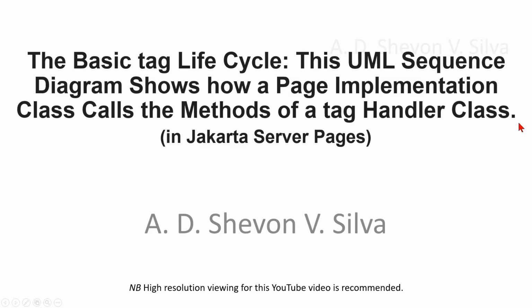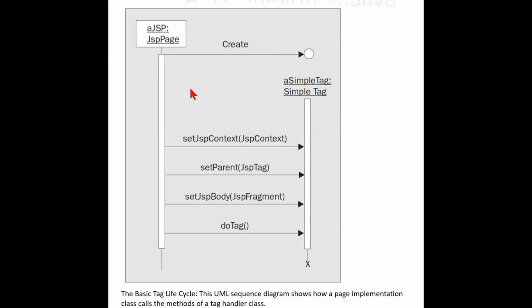Basic tag lifecycle. This UML sequence diagram shows how a page implementation class calls the methods of a tag handler class in Jakarta Server Pages. Here you can see the basic tag lifecycle. This UML sequence diagram shows how a page implementation class calls the method of a tag handler class.